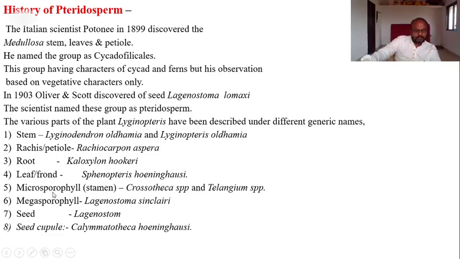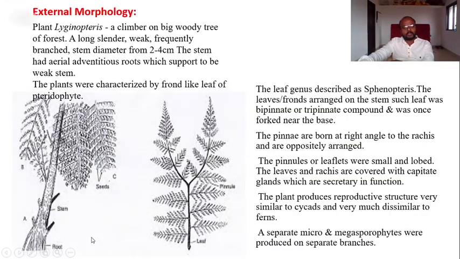The stamen or microsporophyll, the stamen-like structure, is called Crossotheca, or it is called Telangium species. The megasporophyll, that is the megaspore-bearing organ, is called Lyginostoma sinclairi. The seed of the Lyginopteris is called Lagenostoma, and the seed cupule is called Calymmatotheca hoeninghausi. So these are the generic names of different parts of the plant.